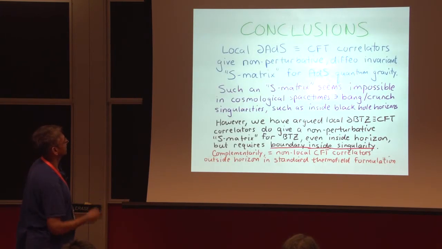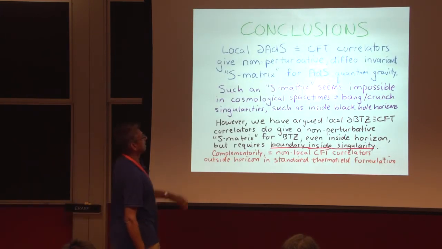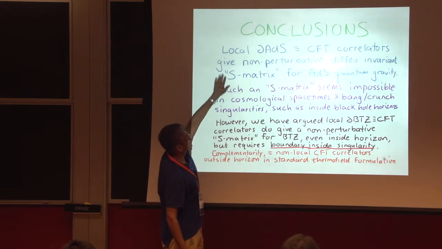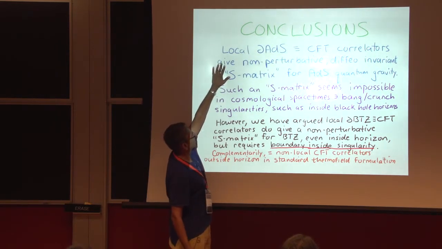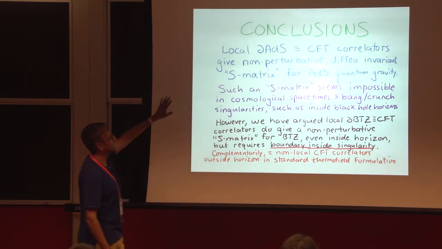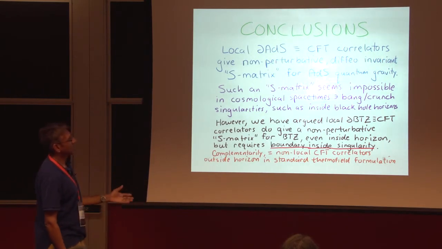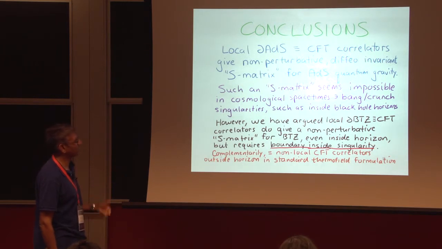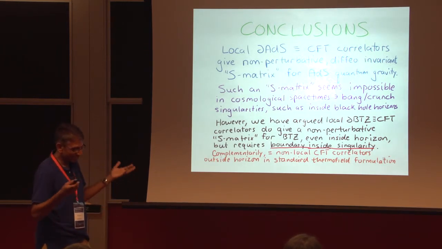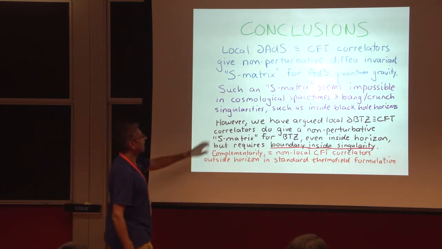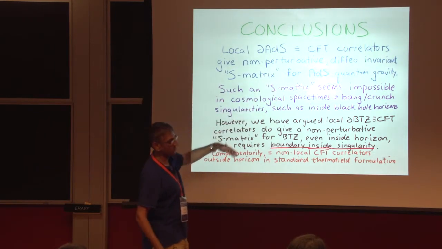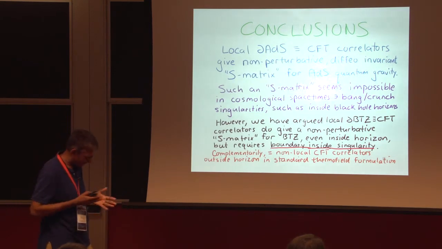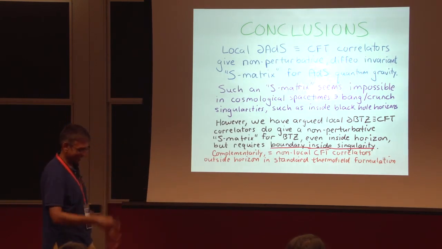Ultimately, you want to go in this direction, and I'll just conclude and tell you where we end up. This is just for calibration. In standard ADS CFT, local correlators in ADS or CFT correlators give you a non-perturbative diffeomorphism invariant UV complete S matrix, or at least a generalization of S matrix for ADS quantum gravity. That kind of an S matrix seems absolutely impossible for cosmological spacetime because stuff goes into the singularity and then there's no S matrix sense in which you can capture it.